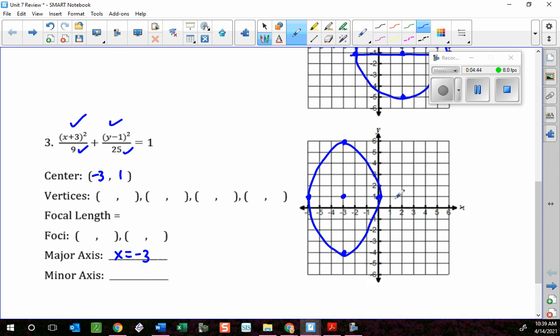The minor axis goes side to side. That would be y equals 1. Okay, the shorter one. Alright, and then you have your vertices. So these dots that I marked over here are my vertices. So this one over here is at 0, 1. And up top at negative 3, 6. See what I mean about the graph paper? It just really helps with identifying points. I get negative 6, 1. And then we got negative 3, negative 4.